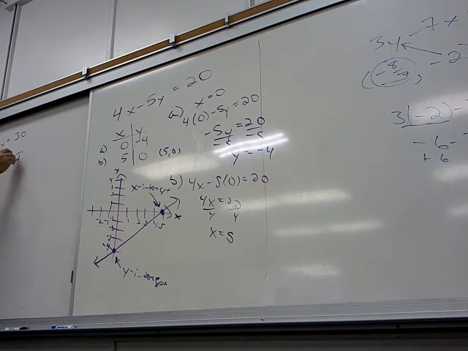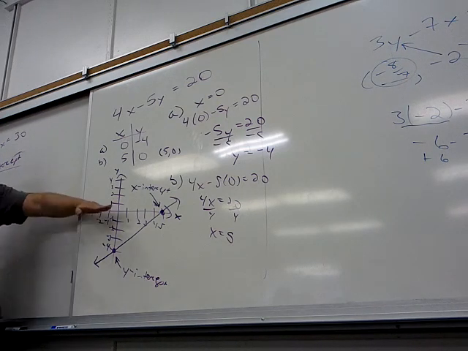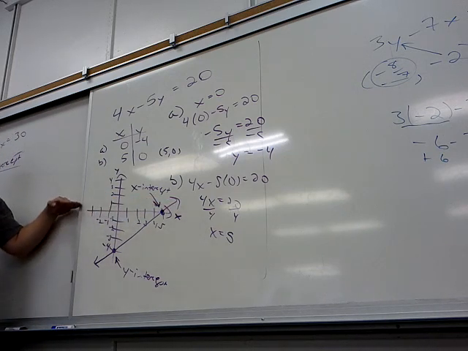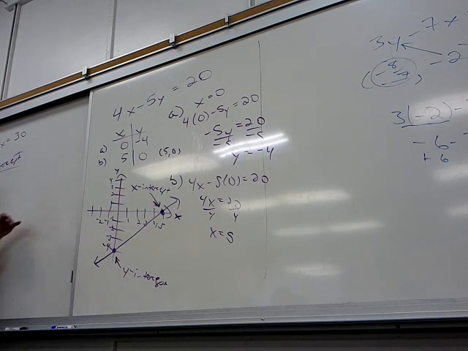Set the y to 0. I like it. Cool. Set y equal to 0. If you set y equal to 0, you haven't gone up or down any. Where do you have to be then? If you haven't gone up or down any, you have to be on the x-axis. Right? So to find the x-intercept, you set y equal to 0.